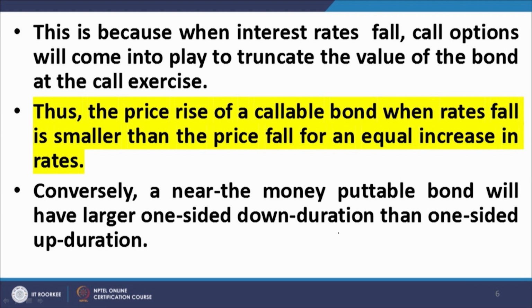This is because when interest rates fall, call options will come into play to truncate the value of the bond at the call exercise. Thus, the price rise of a callable bond when rates fall is smaller than the price fall for an equal increase in rates, because of the exercise price in the callable bond, as I mentioned just now. Conversely, a near-the-money puttable bond will have a larger one-sided down duration than one-sided up duration.